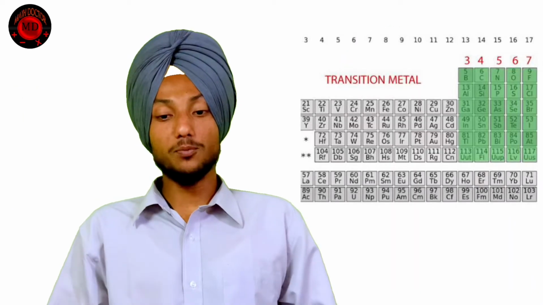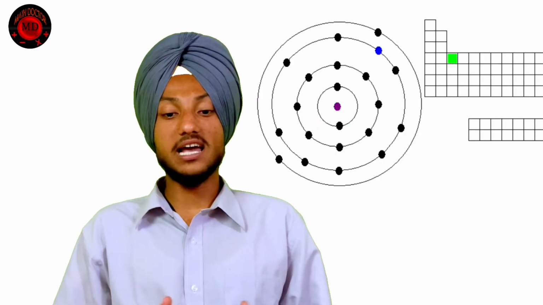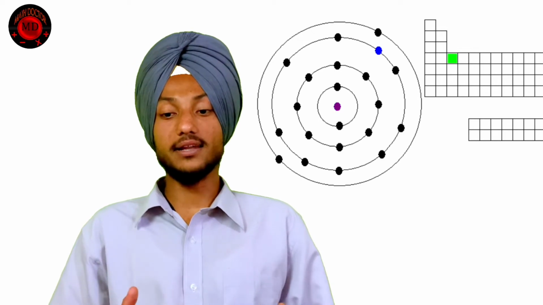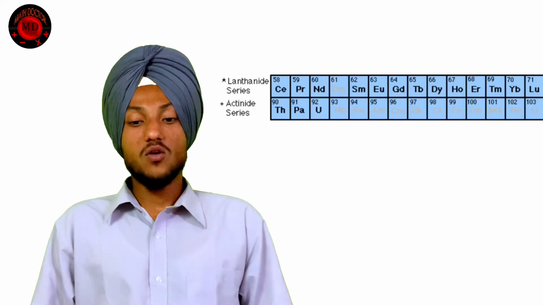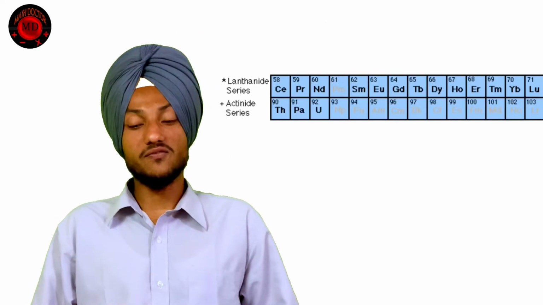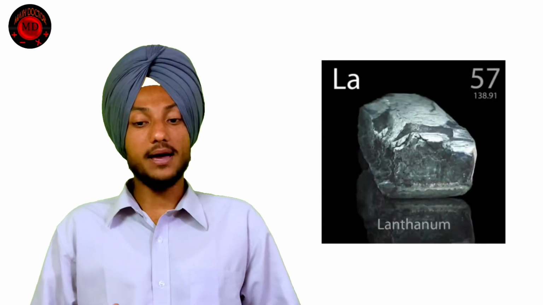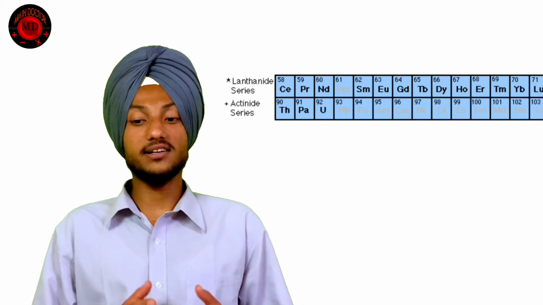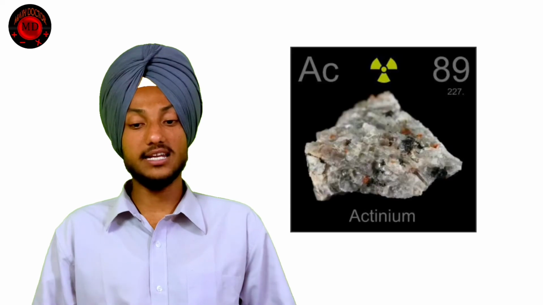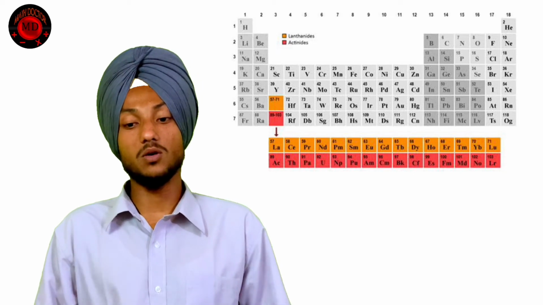Groups 3 to 12 are called transition elements. In these elements, the outermost shell as well as the next to outermost shell are incomplete and in the process of being filled with electrons. The elements with atomic numbers 57 to 71 are called the lanthanoid series because their first element is lanthanum, and the elements with atomic numbers 89 to 103 are called the actinide series because their first element is actinium. These are two series of elements having similar properties and they have been placed in two rows at the bottom of the periodic table.